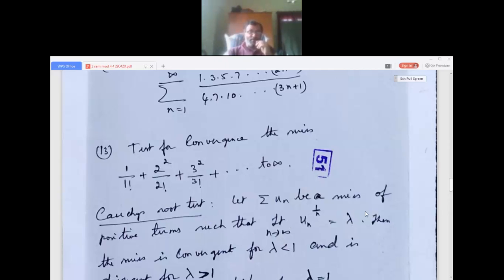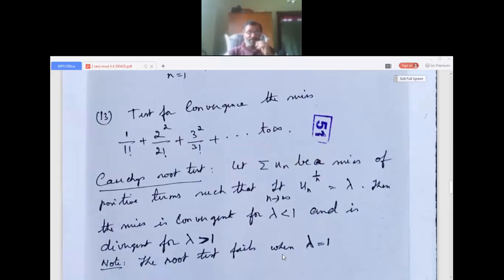Let sigma un be a series of positive terms such that limit n tends to infinity of un power 1 by n is lambda. When you apply the limit, we get a constant lambda. Then the series is convergent if lambda is less than 1 and divergent if lambda is greater than 1. This is called Cauchy's root test. The root test fails when lambda equals 1. So after D'Alembert's ratio test, we come to Cauchy's root test.